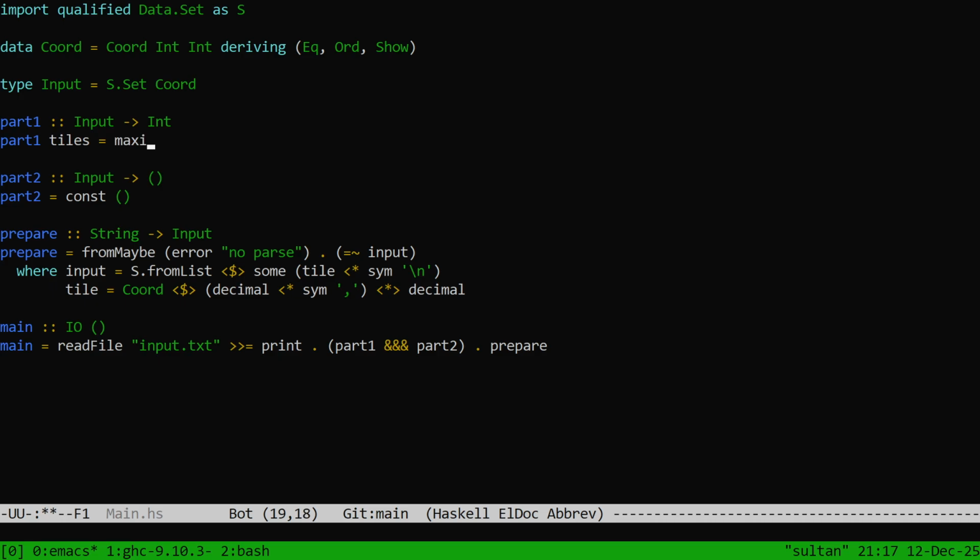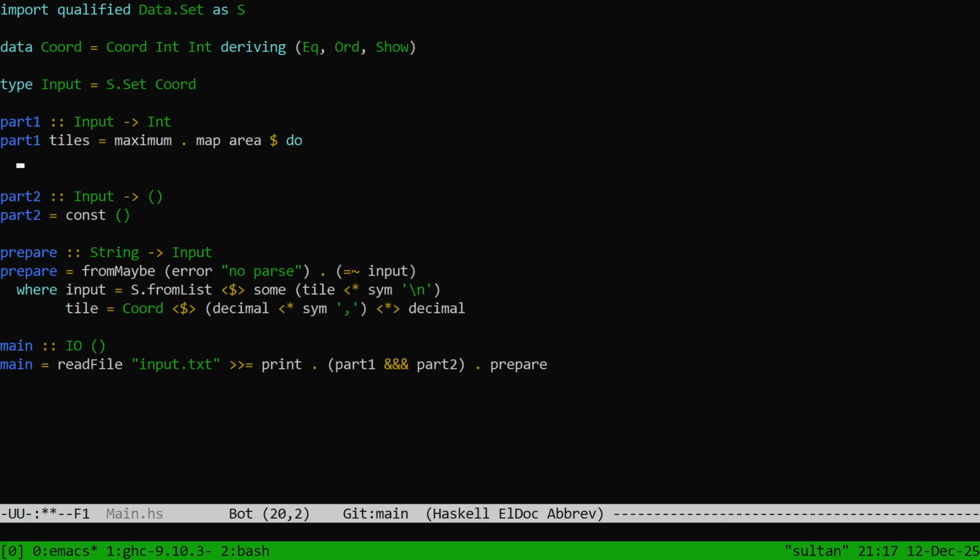So part 1 is just the maximum of, let's say, the map area of do. S from, well, I'll call them T and S, I guess. If you have two things, often we name things S and T or M and N or P and Q.